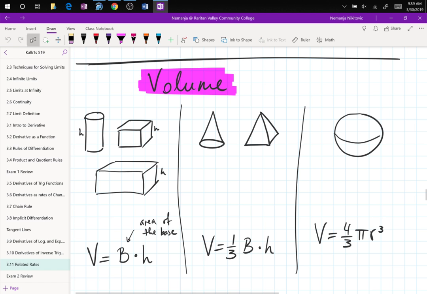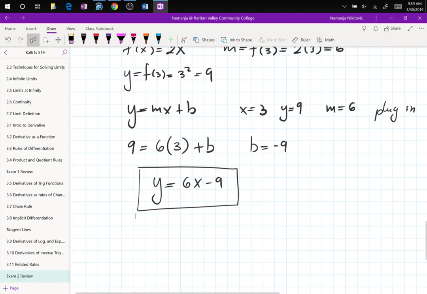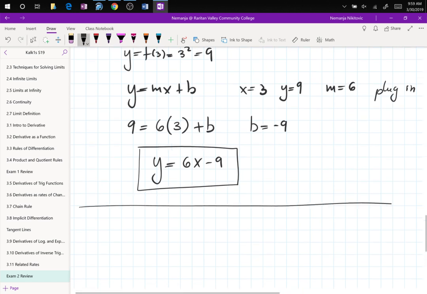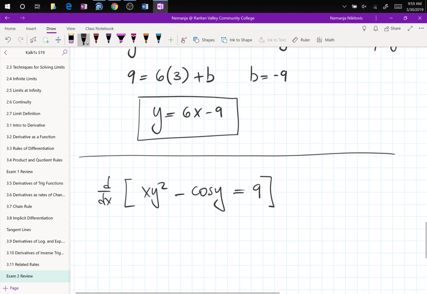You have your formulas for the triangle, and we did quite a few of those problems along the way. The other problems are clearly derivative of implicit differentiation, which is important for related rates. So derivative in respect to time of xy squared minus cosine y is equal to 9, right? Stuff like that.